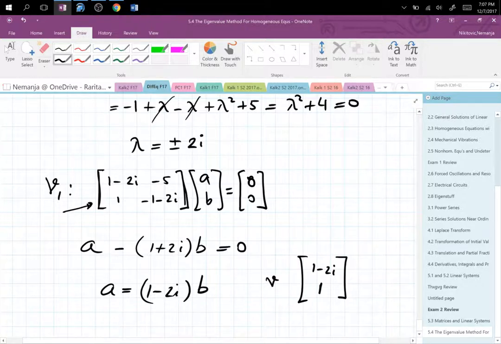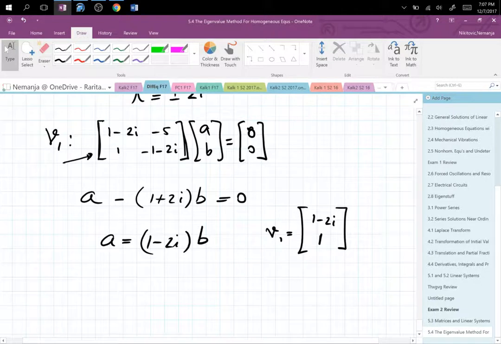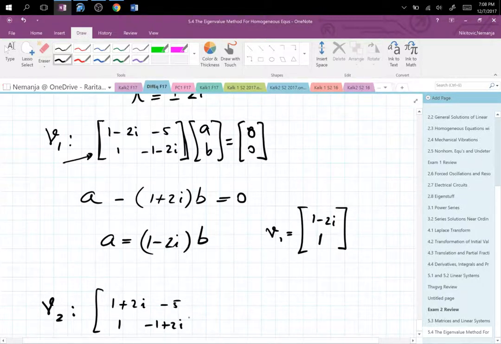Much better. So this is v1. Well, constant multiples of it. But the ratio between the correspondence between them has to be the same. Okay, v2. We have 1 plus 2i, and then minus 5, and then 1, and then negative 1 plus 2i times a, b is equal to 0, 0.